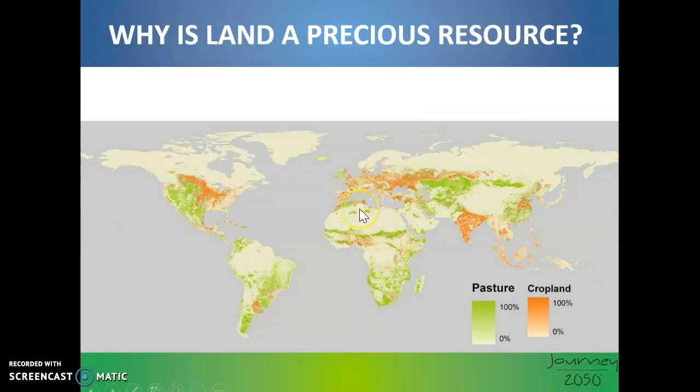And then you see this map right here. Why is land such a precious resource? Well, here's where all of our agricultural land is. The green indicates pasture land, the orange indicates cropland. If you look, there's not just a ton of it. Look, even here in the United States, we've got a nice band of cropland here. This would be the Corn Belt. Okay? In Europe, we've got a pretty good concentration. India has a pretty good concentration, but there's not a ton of that land relative to the rest of the land that we have available.